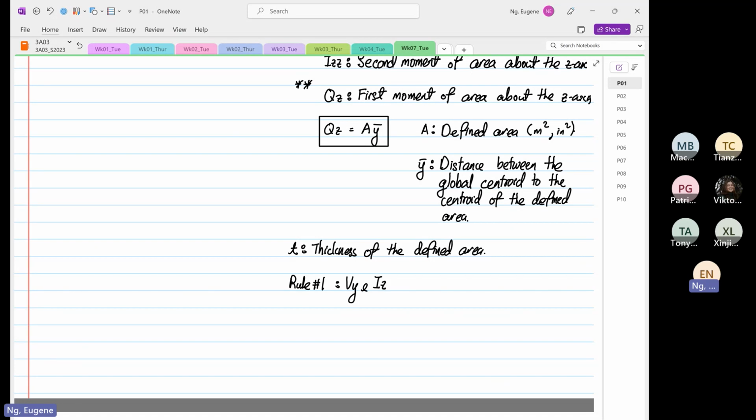and Izz are constant regardless of the size of the defined area. Okay, so what we mean by that, right?